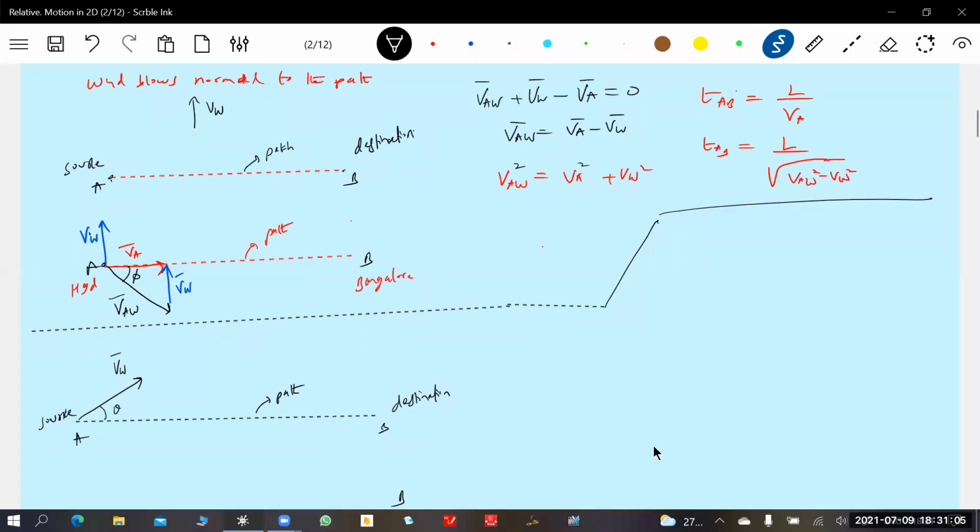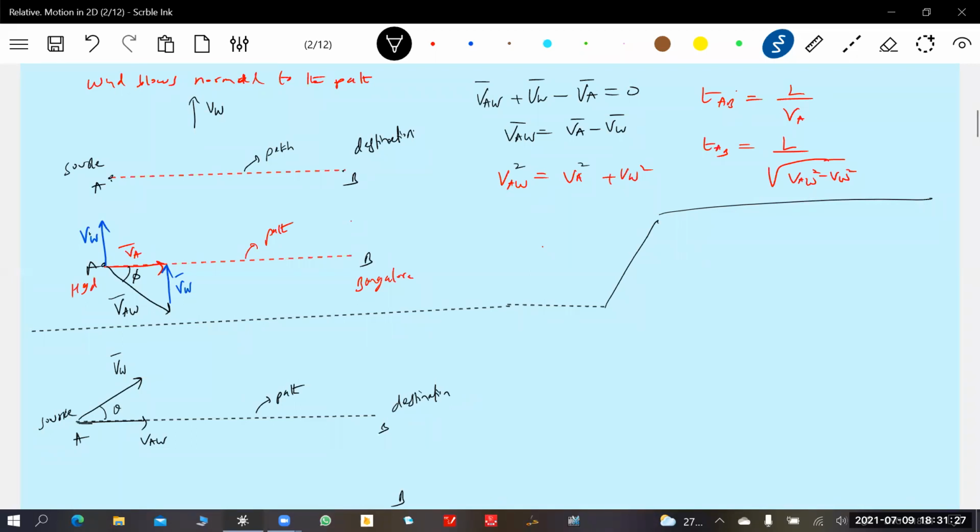How should I steer the plane such that I reach the destination? The effect of wind has to be taken into account. So what is the basic idea? The velocity of the airplane with respect to ground should be directed along VA. So shall I put VAW along the path? I will not reach the destination.